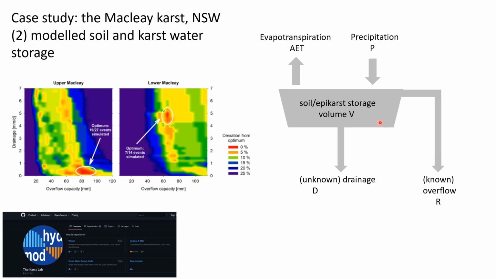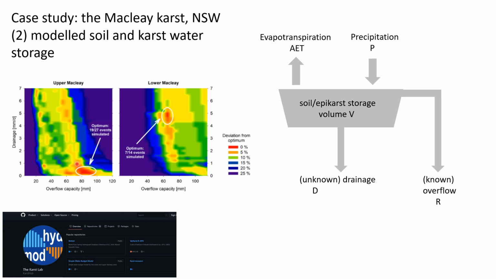We have two terms that we need to parameterize, and we can do that by optimizing the model, which is this figure on the left-hand side. And we run the model using all sorts of different configurations of the volume V and the drainage term D, and we look for the models that have the least deviation from the best fit. For the Upper Macleay example here, this is the drainage term D, and this is the storage volume, or we've called it here the overflow capacity, how much water you get until you get overflow.